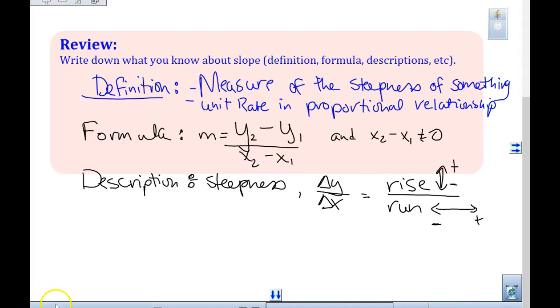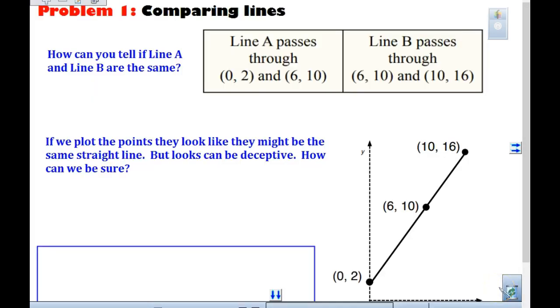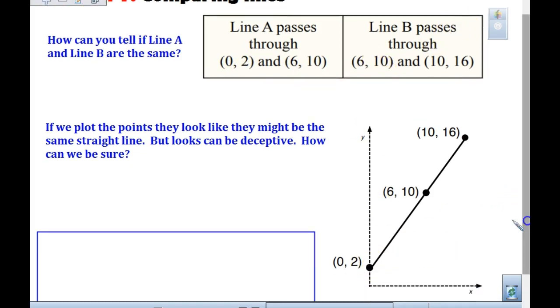So now as we are taking a look, we want to take a look at that next problem comparing two lines. Okay? So as you are looking down at problem 1, comparing the two lines, it says, how can you tell if line A and line B are the same line? They go through the point 0, 2, 6, 10 for line A. Line B goes through 6, 10. Now look, when they get to that 6, 10, that meant they went over 6 and up 10. This is not going left or right and going up 2. This one is saying to go over 10 and up 16.